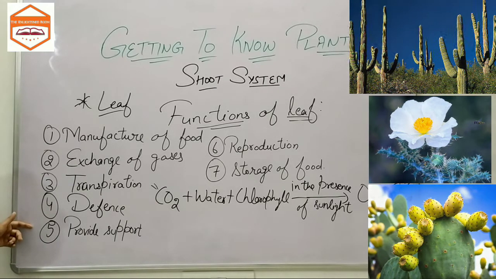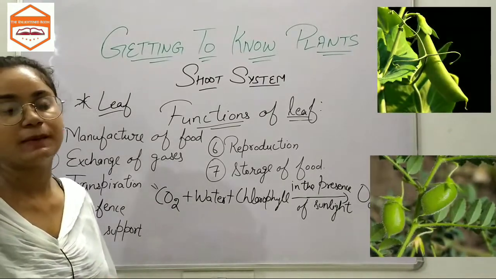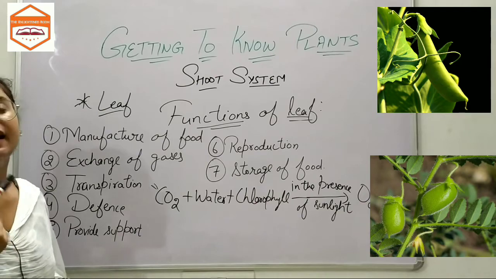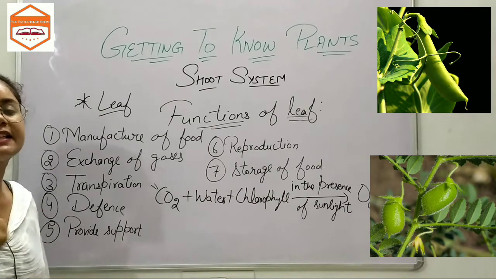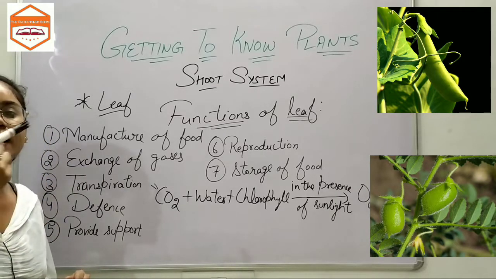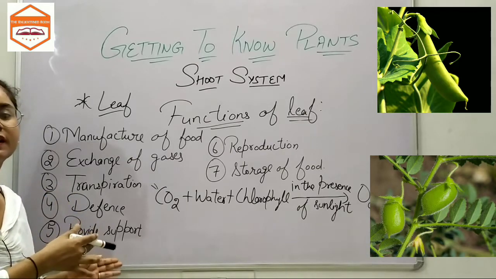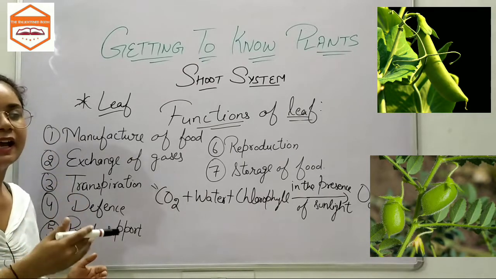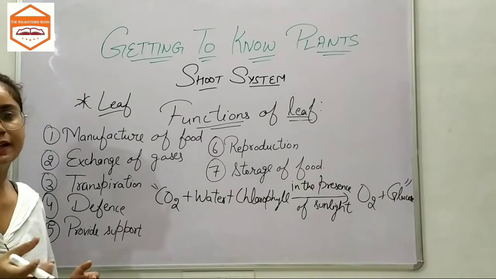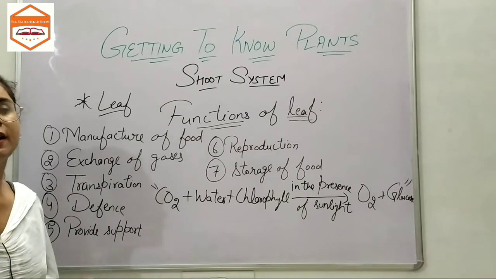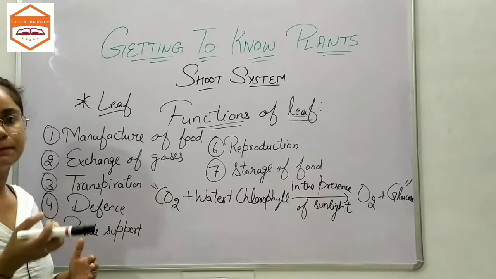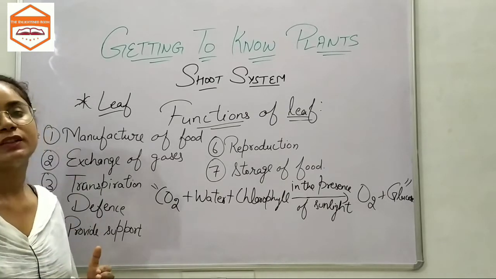Now the next one is providing support. Yes, most of the leaves provide support to the plant. For example, in the case of masoor plant or pea plant, the leaf forms a leaf tendril, okay, and these leaf tendrils grow and coil up to give support to the plant and help the plant to climb up, because the stem of that plant is very weak. That's why that plant cannot stand upright on its own. So those leaf tendrils help the plant to take support and climb up on that support.